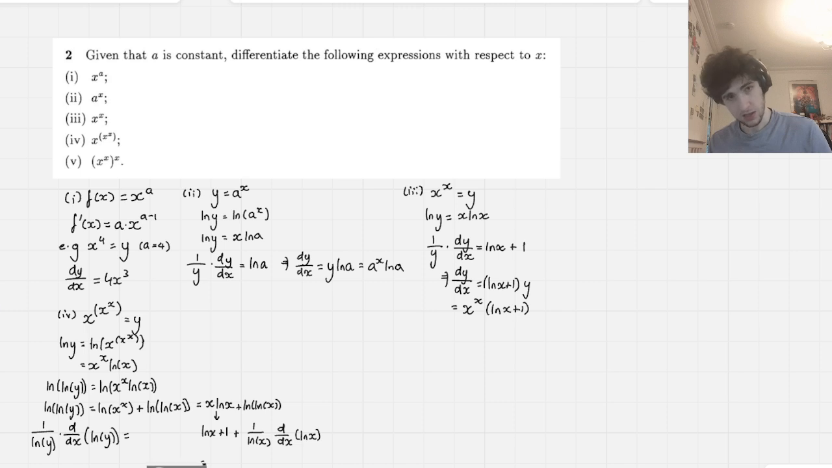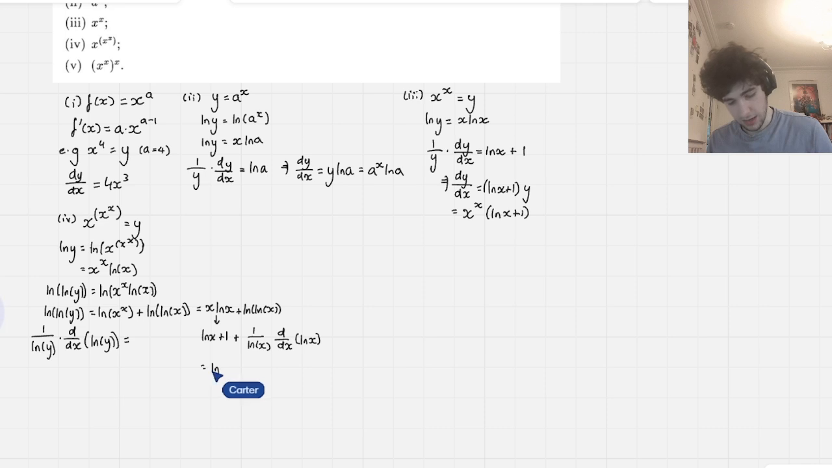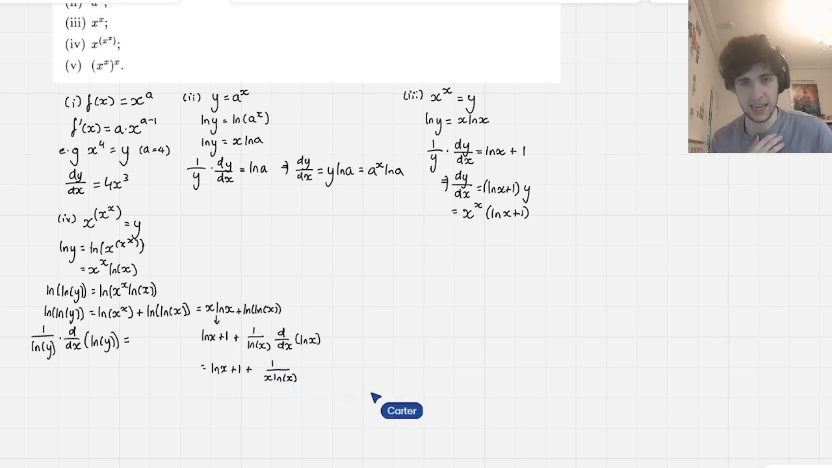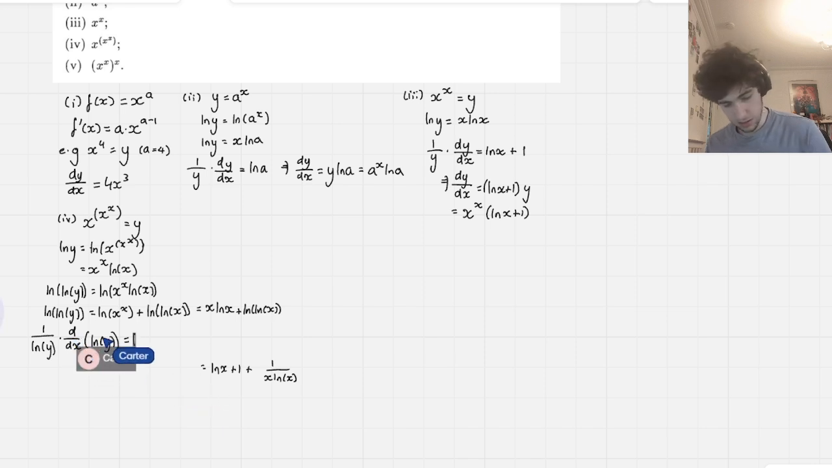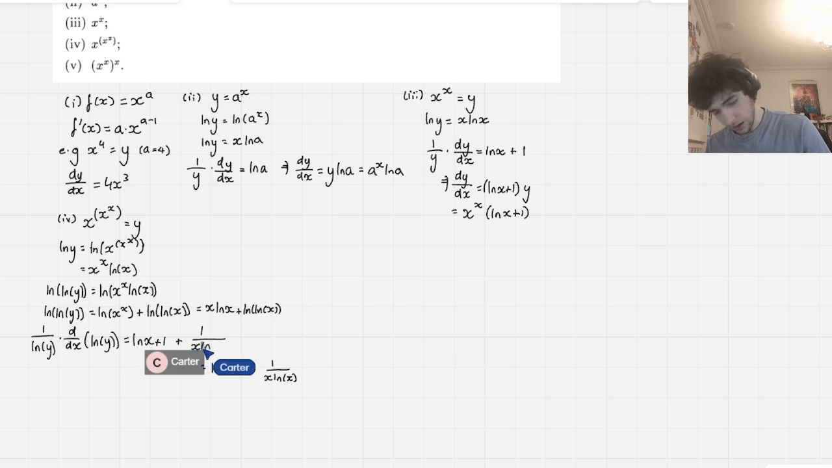So if I can move down on the page, that just gives me ln x plus 1 add 1 over x ln x, right? Because d/dx of ln x is just 1 over x, so you're going to do 1 over x times 1 over ln x, which just gives you 1 over x ln x. Okay, so then we have that 1 over ln y times d/dx of ln y is equal to all that. So that just gives us ln x add 1 over x ln x.